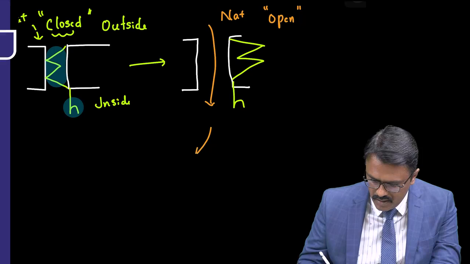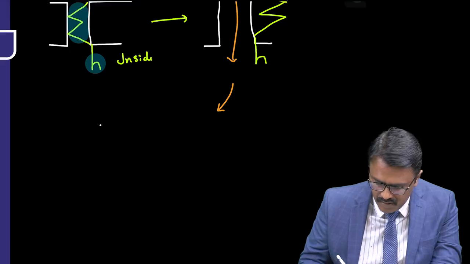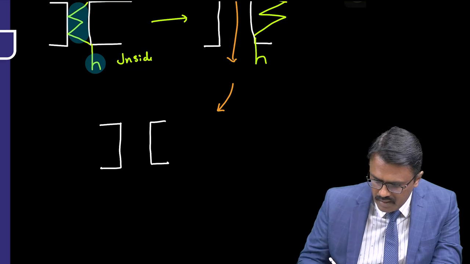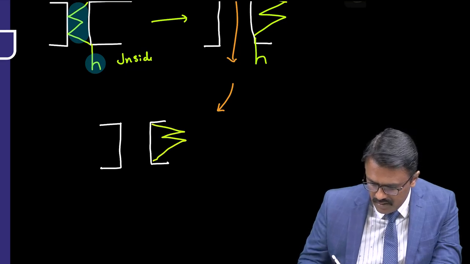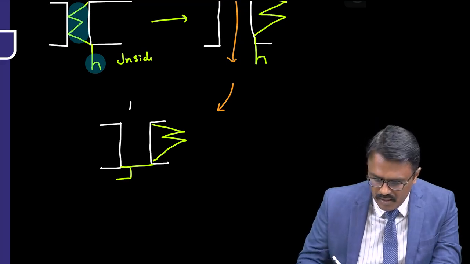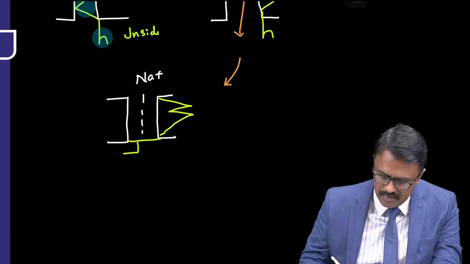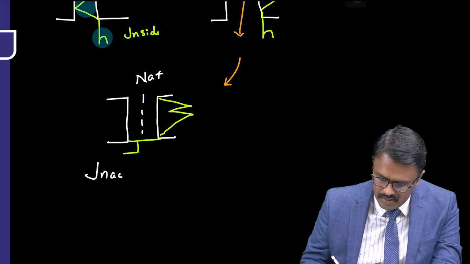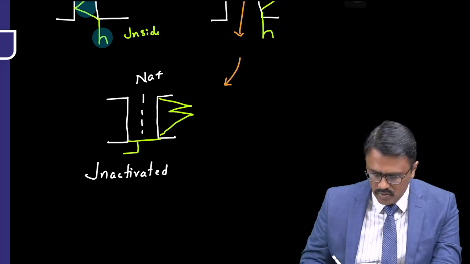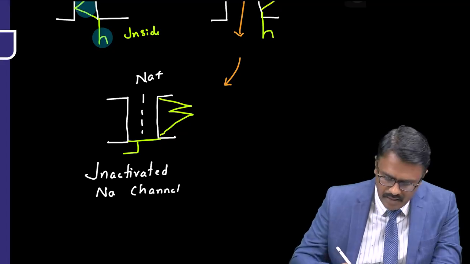Now after this, it will again become inactive state. So what is that? Let me draw. This is the channel. In this channel, the M gate is still open, but what happens is the H gate comes and closes it. So when that closes, sodium cannot enter because the entry is blocked. And this state is called inactivated state. So this is called inactivated sodium channel.